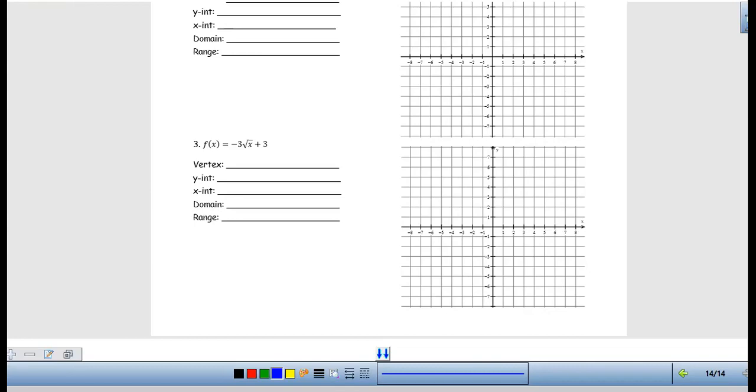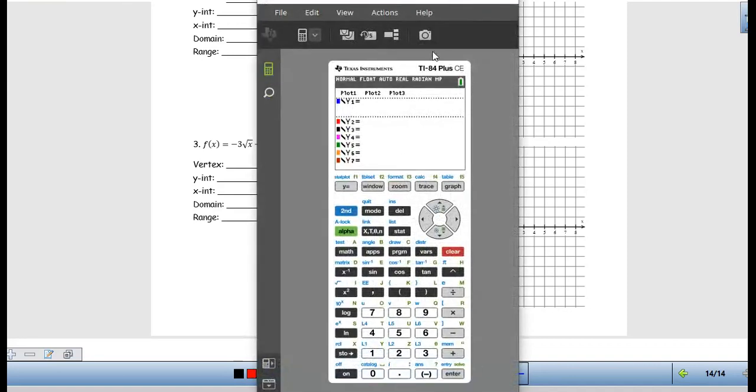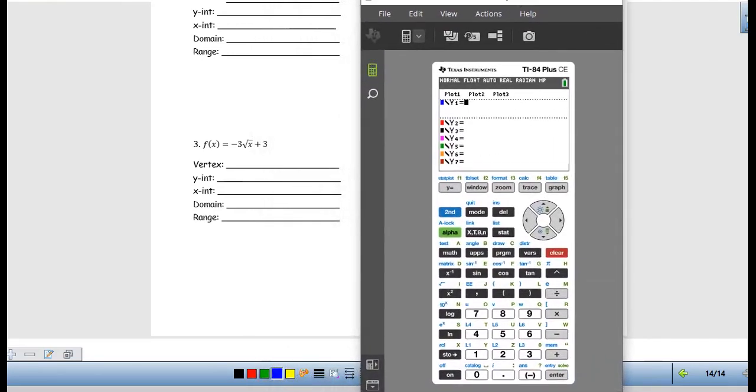In number 3, I'm going to use a graphing calculator. If you're entering a function that is negative, you need to use the negative at the bottom of your calculator. To enter a square root, you will use second x squared. Make sure that you only put the x under the square root. Use your right arrow button to put the +3 on the outside. And then go ahead and graph.